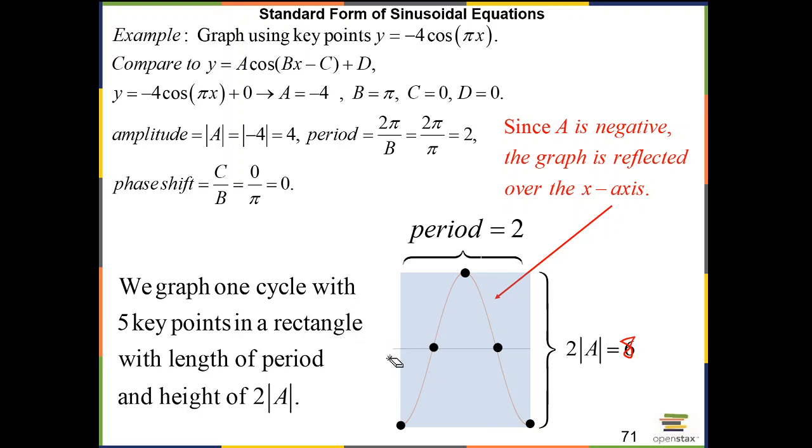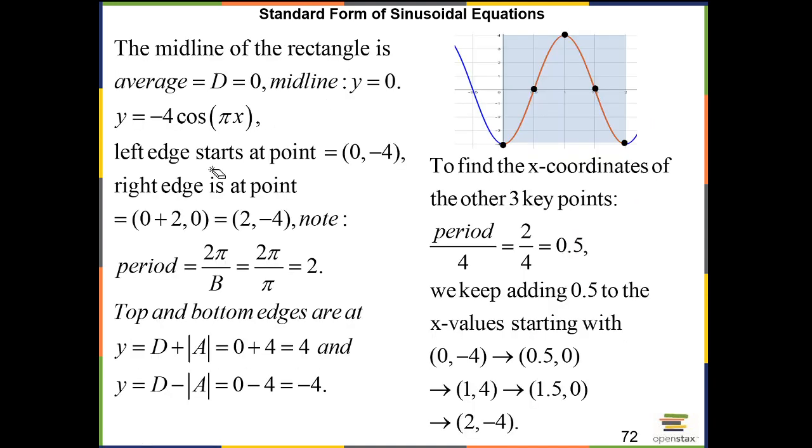You could also think of 5 points and graph them, right? So you can say, okay, this is a function. What's the left edge point, this point? Well, it starts at point 0 and negative 4. So if we put x equal to 0 here, we get cosine 0 is 1 times negative 4 is negative 4. So that's 0, negative 4 right there.